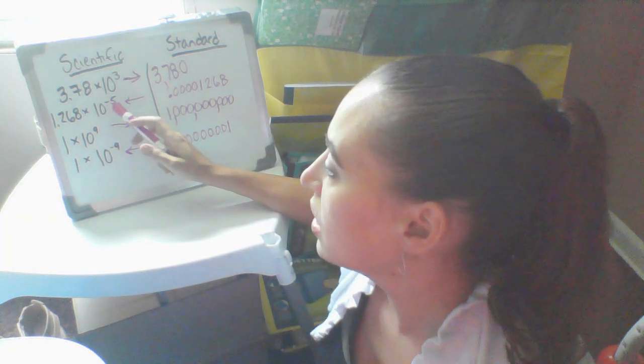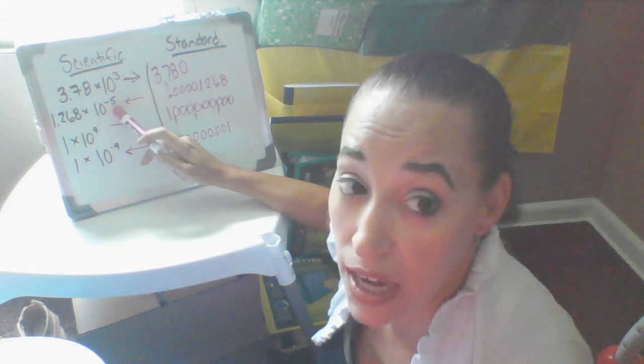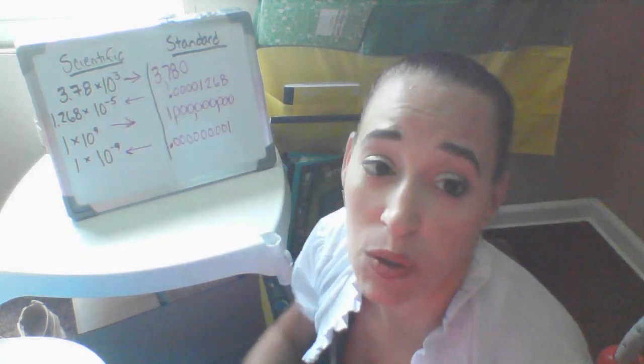Remember, what did we say before? In scientific notation, if you were given a really small number in standard form, you would have a negative exponent. So it holds true. Really small numbers have that negative exponent, and really large numbers have the positive exponent.